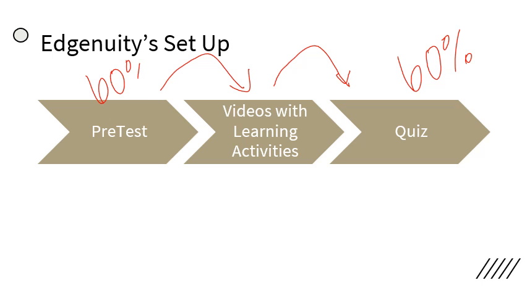So 60% really is the threshold that we use for credit recovery: 60% passing on the pretest. If they don't pass, then they watch the videos and learn, and they're expected to get above 60% on the quiz before they can move on. Students can be given multiple turns on the quiz before they get to that threshold of 60%.